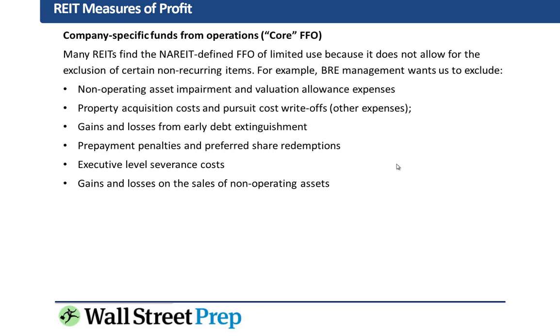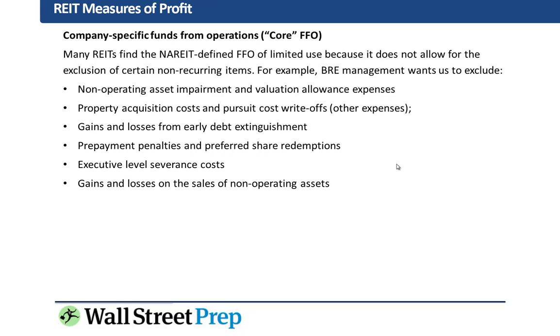Things like non-operating asset impairments and valuation allowance expenses. These are things that arguably should not be and are not recurring, but given the limited definition of FFO, or the narrow definition of FFO, management can't exclude it for that purpose. Property acquisition costs and write-offs of property acquisitions. Gains and losses from early debt extinguishment, prepayment penalties and preferred share redemptions, executive level severance costs, gains and losses on the sale of non-operating assets.